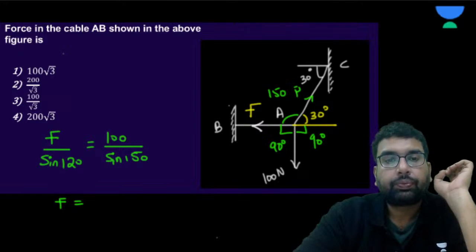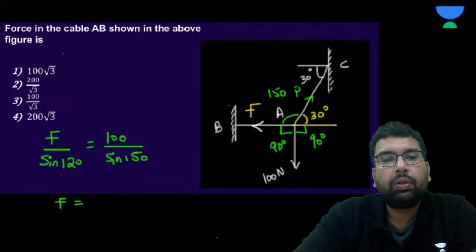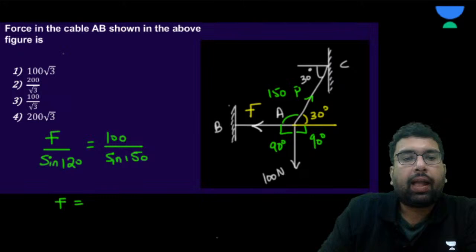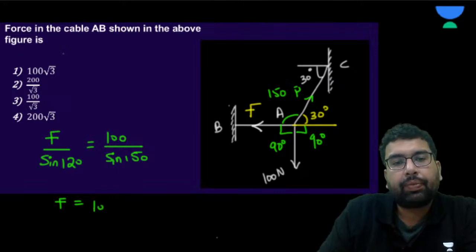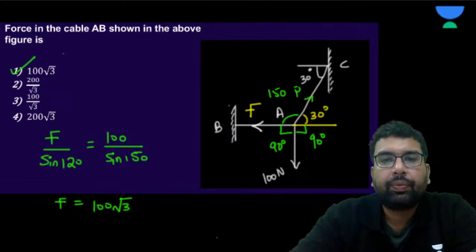So when we make the calculation, we are getting 100 root 3, right? So that is the A option. I hope it is fine to everyone, right?